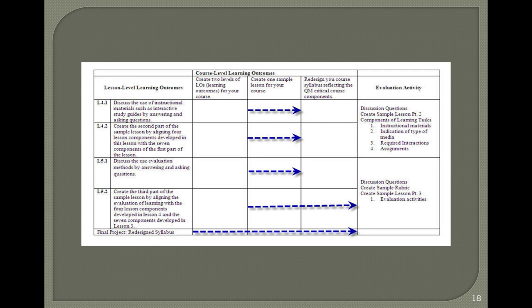In Lesson 4, both lesson outcomes are aligned with the 2nd course outcome. In Lesson 5, lesson outcome L5.1 is aligned with the 2nd course outcome, whereas outcome L5.2 is aligned with the 2nd and 3rd course outcome. Finally, you'll see that the final project, the redesigned syllabus, is aligned with all 3 course learning outcomes. The evaluation of each learning task results in the evaluation of each lesson level learning outcome.